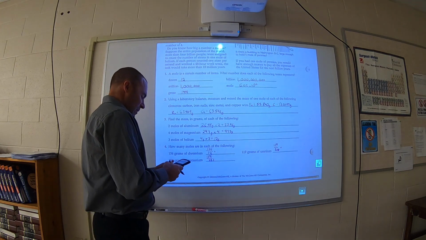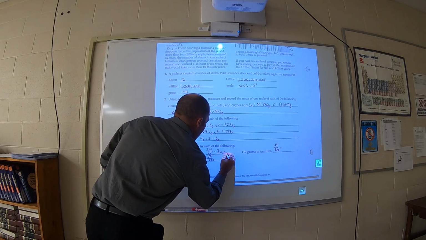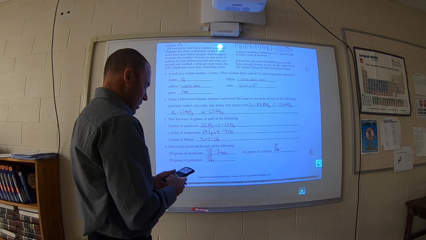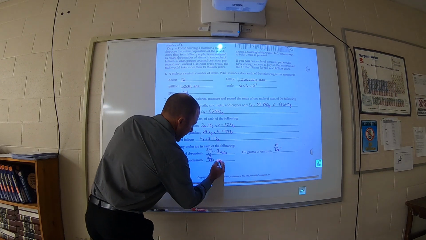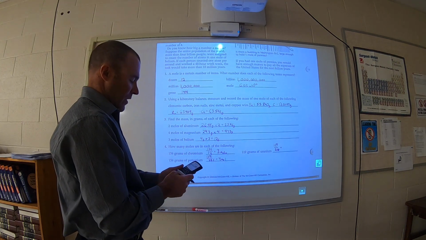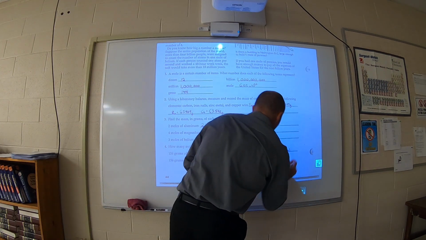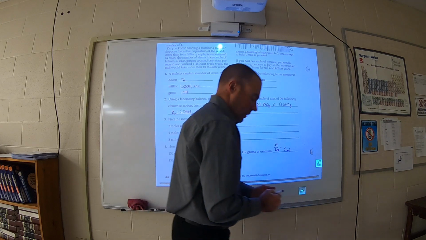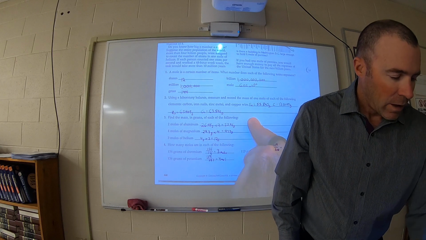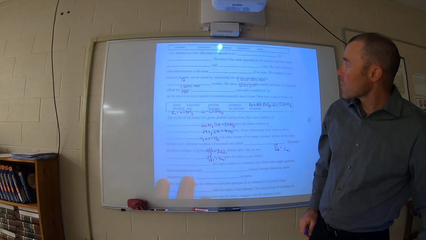So 156 divided by 52 is 3 moles. 156 divided by 39.1 is 3.98. I'm going to call it 4 moles. 119 divided by 238 is 0.5 moles. And so let's flip this over and do the same thing on this section. So I'll need to erase what I've got here.